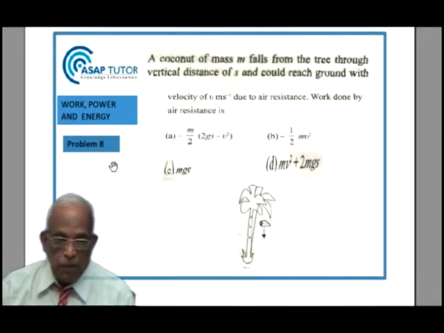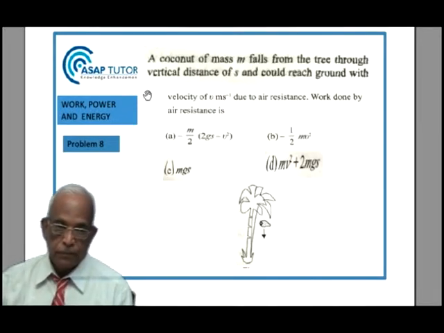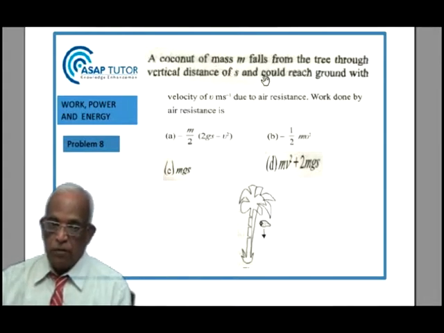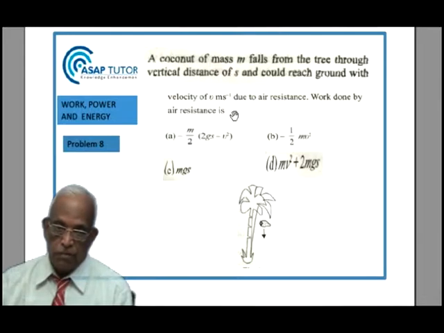Let's go to problem number 8. A coconut of mass m falls from the tree through a vertical distance of s and reaches the ground with a velocity of v meter per second due to air resistance. Work done by air resistance is to be found out.